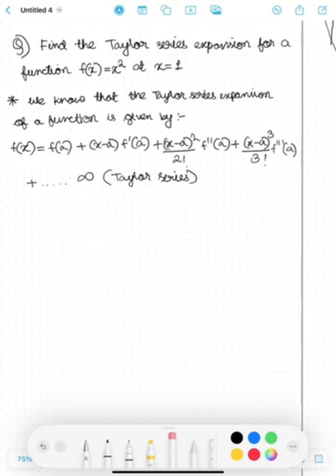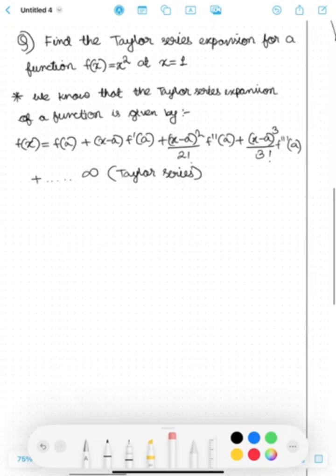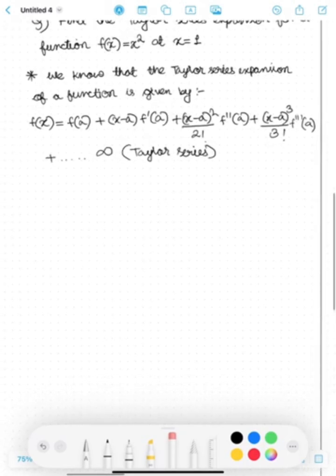Now, let us try to solve some questions. So, in this question, it has been given: find the Taylor series expansion for a function f of x is equal to x squared at x is equal to 1. So, we know that the Taylor series expansion of a function f of x about x is equal to a is given by this particular series.